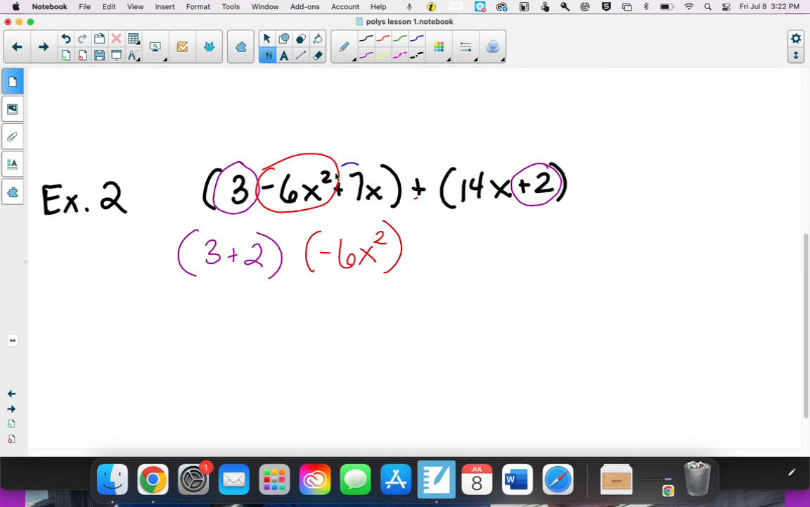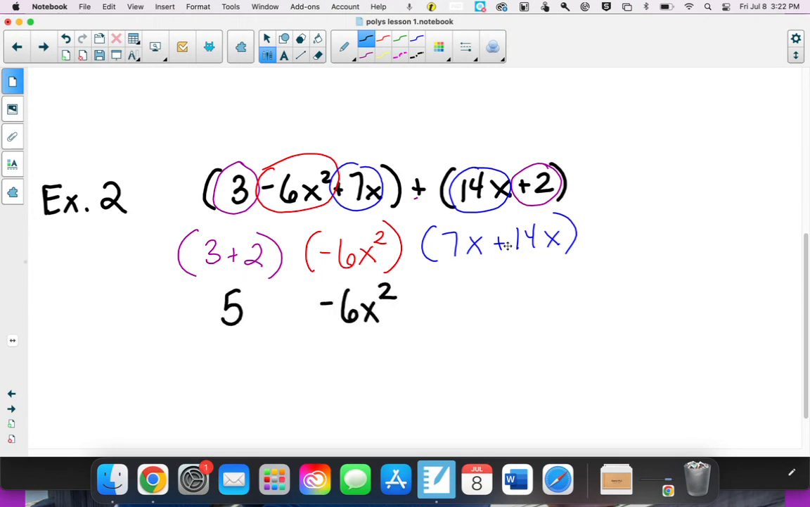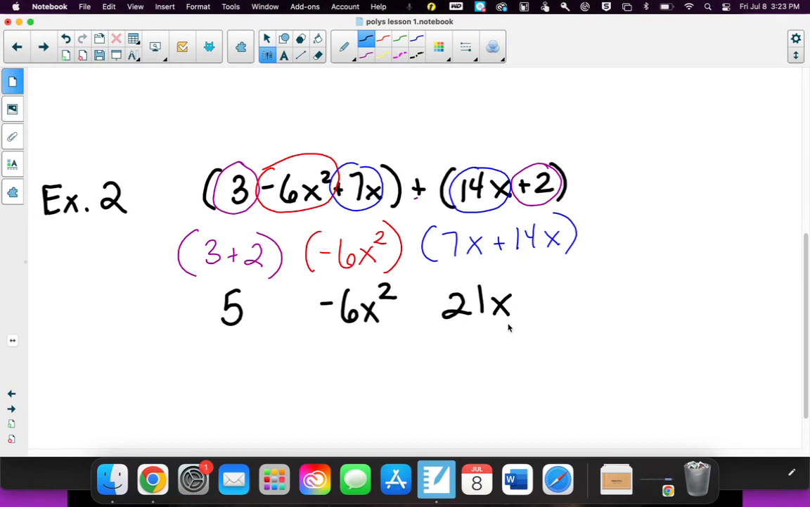All right, and then the next piece is a positive 7x and a positive 14x. I'm just going to put them together since they are being added. Okay, so everything has been grouped. Go through and combine your like terms. Okay, that's 5. That's negative 6x squared. And that is 21x. So now I just have to write it in standard form, right?